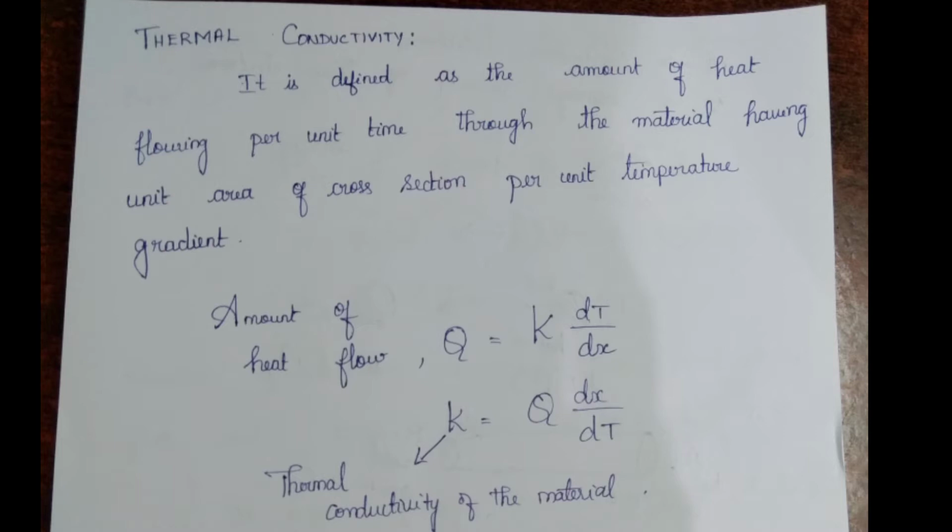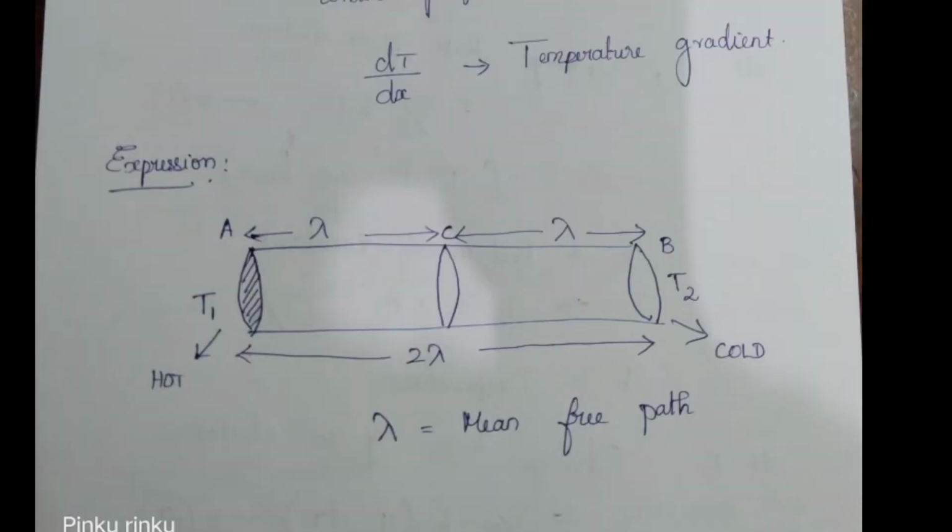From the amount of heat flow Q is equal to K dT divided by dx, we are deriving the thermal conductivity of the material K as Q dx divided by dT. We know dT divided by dx is nothing but the temperature gradient of the material. Let us derive the expression for thermal conductivity.